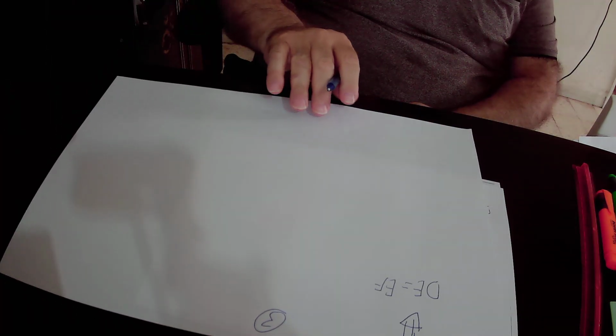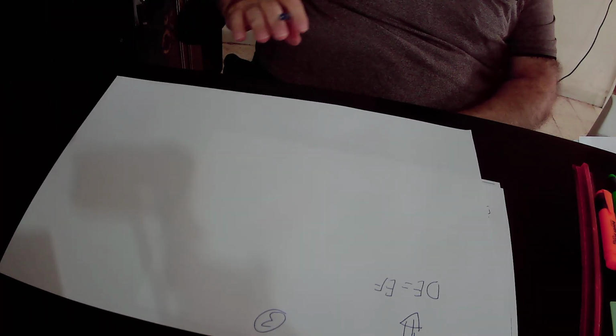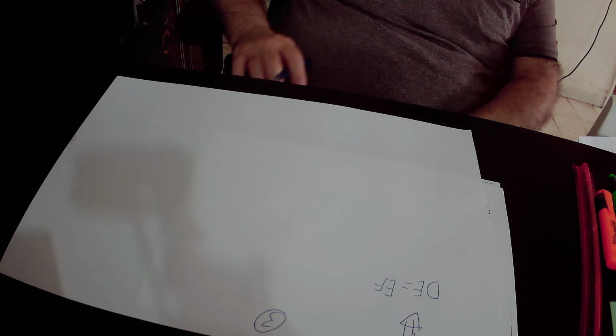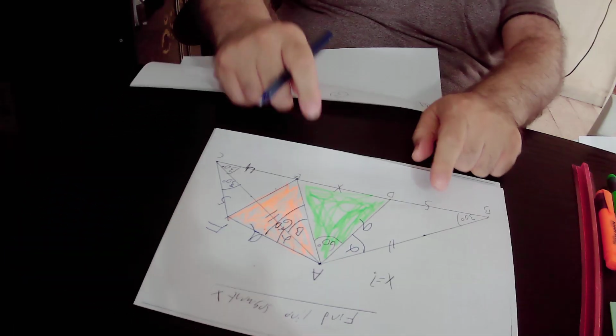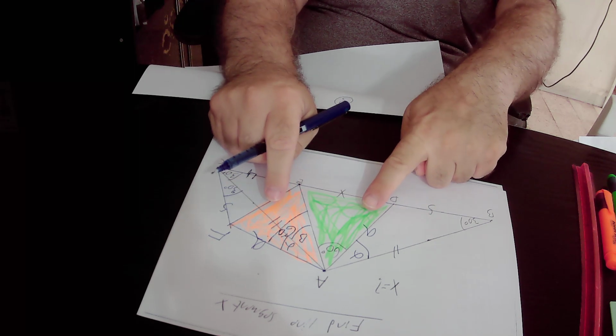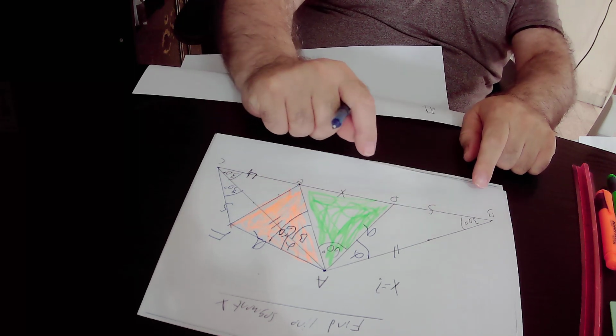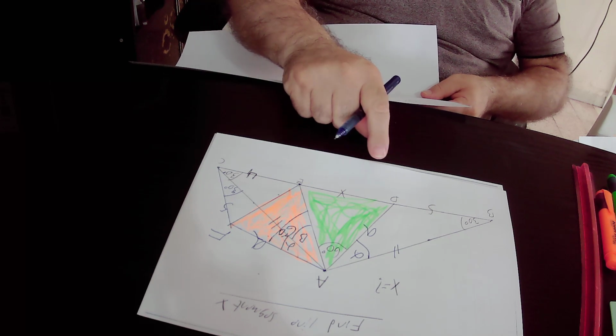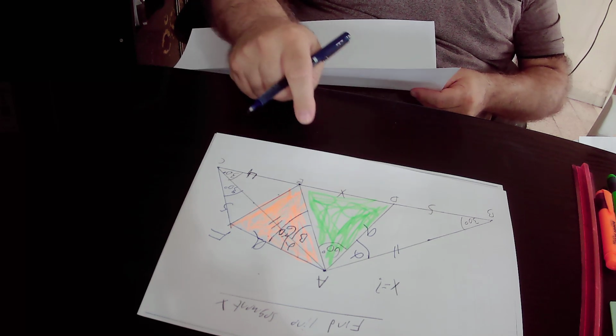Again, side DE equals side EF according to the same rule that corresponding sides in congruent triangles are equal to each other. Those two triangles are congruent to each other, therefore the corresponding sides, that is to say DE and EF, will be equal to each other. But according to what is given in the question, DE equals X.